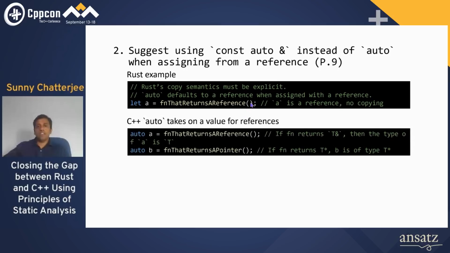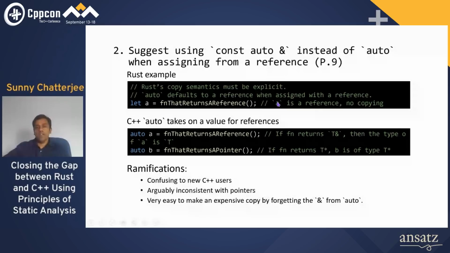However, in C++, if you use the auto keyword on a value and assign it from a function that returns a reference, then there is an implicit copy happening from that reference to that object type. This is different than if the function returns a pointer, where the auto variable does get the type of the pointer. Some of the ramifications of this: it can be confusing to new C++ users, it's arguably inconsistent with pointers, and it's easy to make an expensive copy by forgetting the reference on the auto.